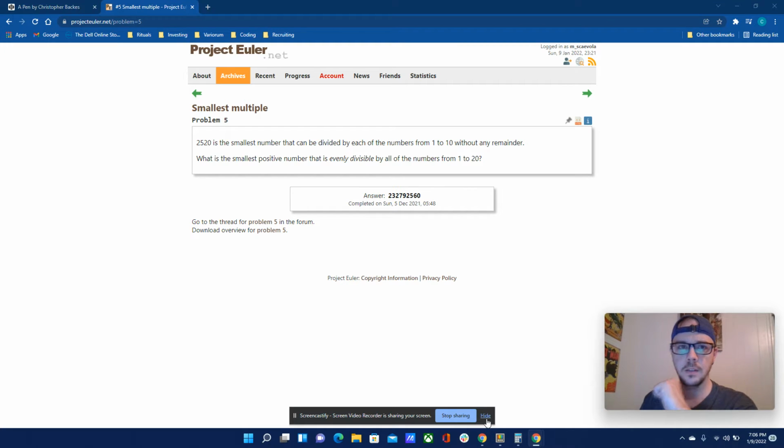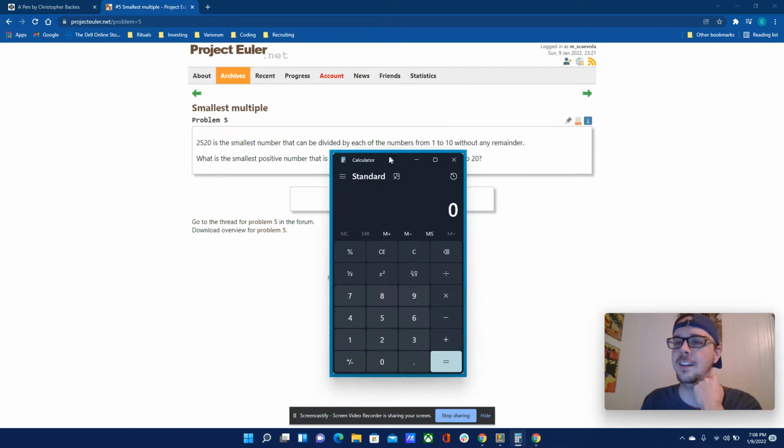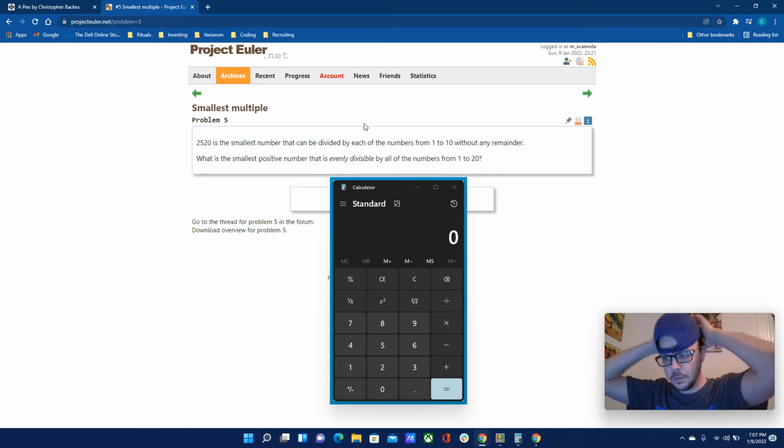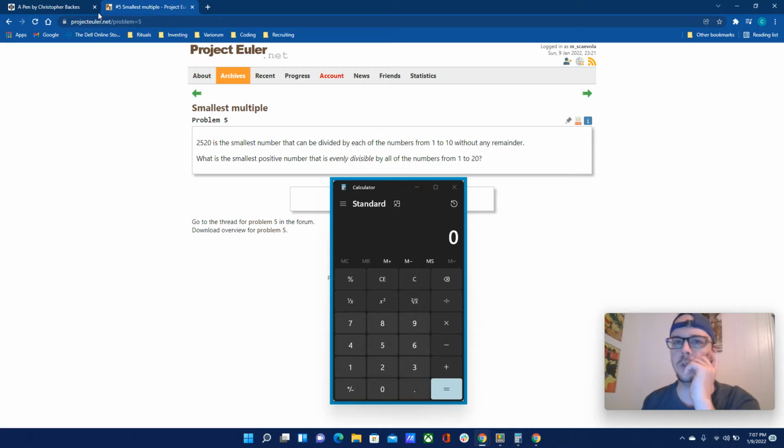Welcome back. Today, we're going to be talking about the smallest multiple algorithm on Project Euler. You can see the solution's already there, so I'll go ahead and hide that. 2,520 is the smallest number that can be divided by each of the numbers between 1 and 10, and we need to find the least common multiple for the numbers between 1 and 20.